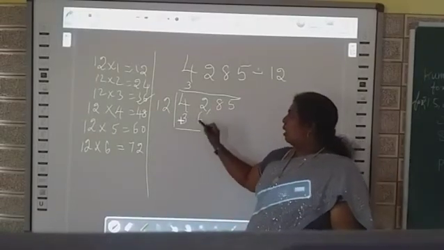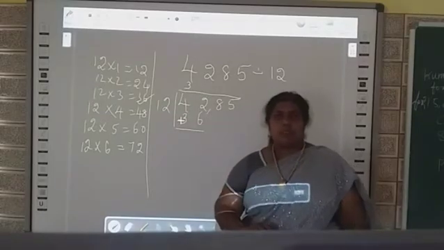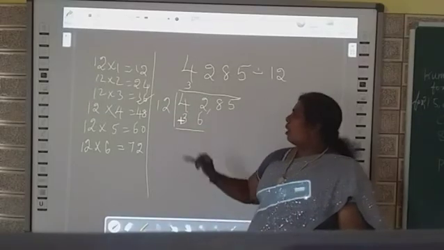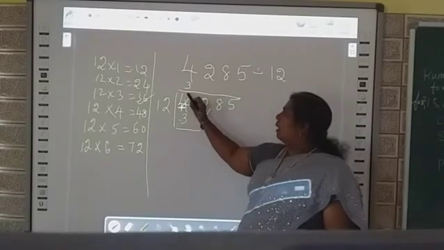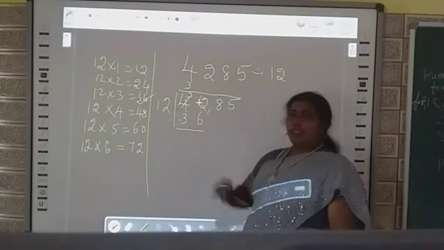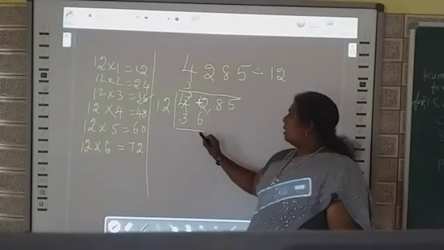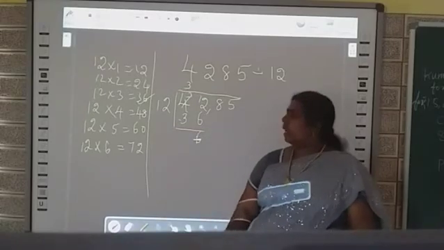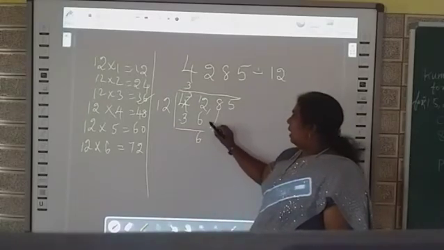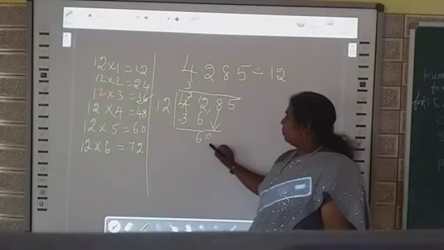36. So next what we have to do? We have to subtract this value. So 2 minus 6 is possible to subtract? No, isn't it? So what we have to do? We have to borrow from here. Here it will come 3, but here 12. 12 minus 6 is 6 only. Understand?